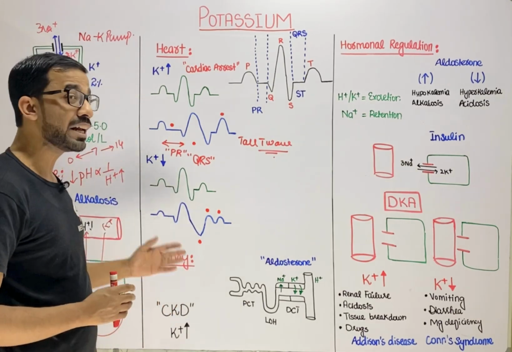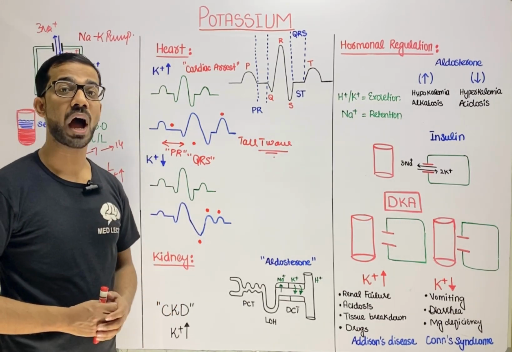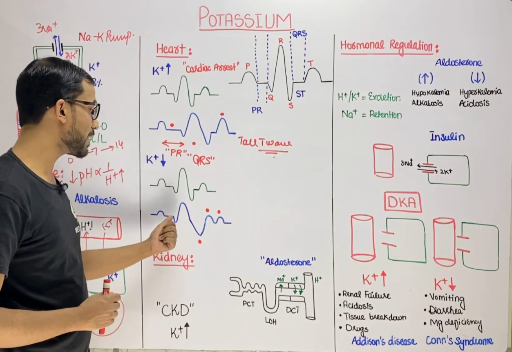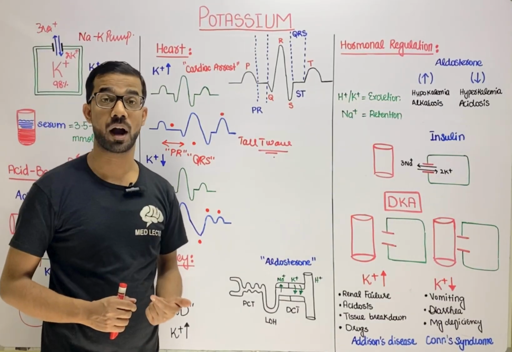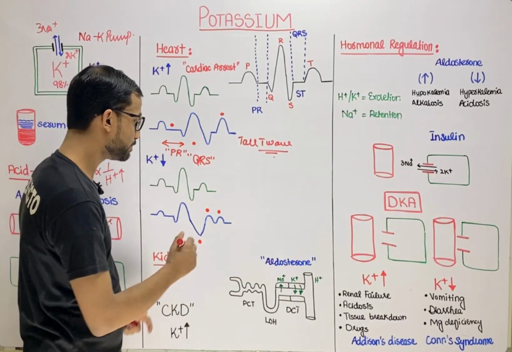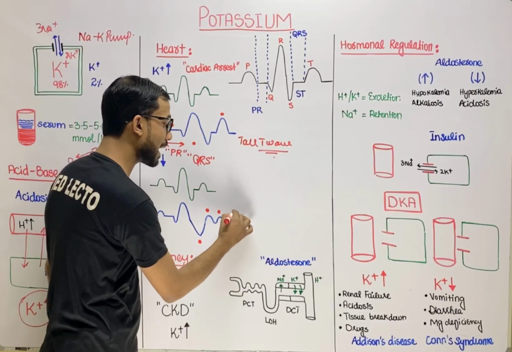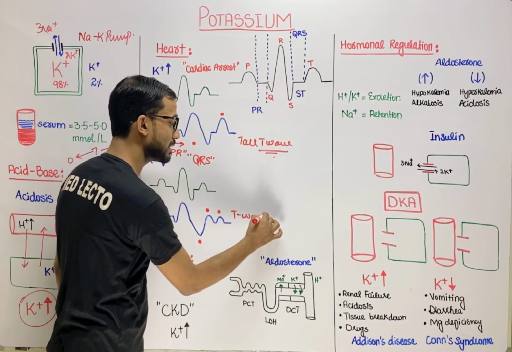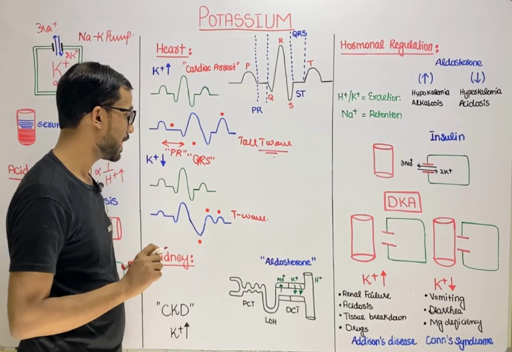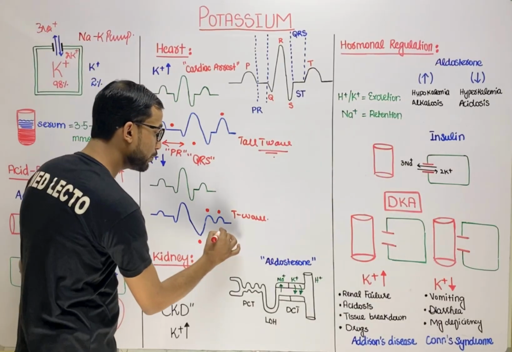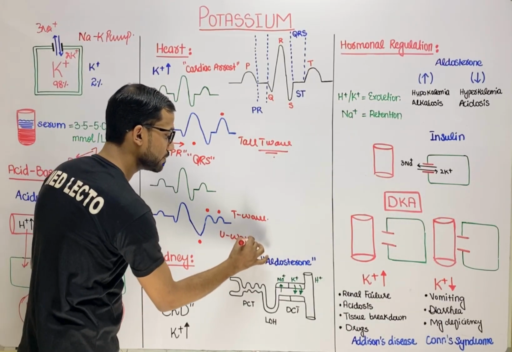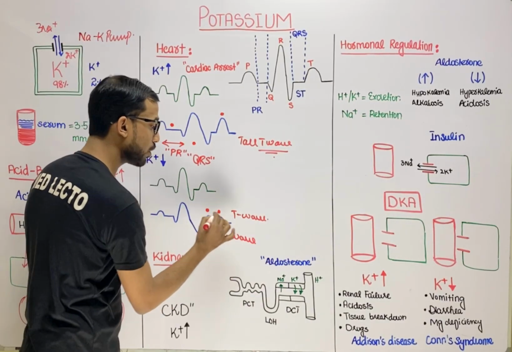Next, what will you see in case of hypokalemia? So in that case, you again see the three most important changes. First is the reduction in the size of the T wave. That is the first thing. Second, you will see the formation of the U wave. Here is the formation of the U wave.